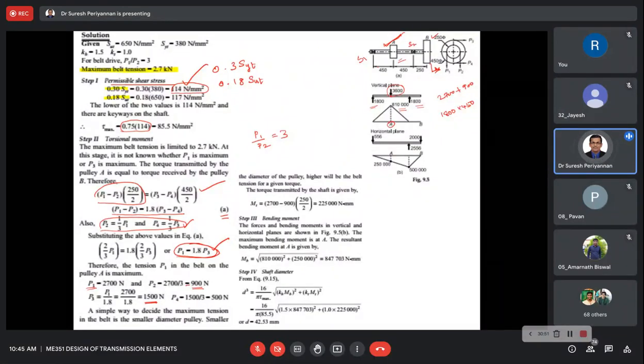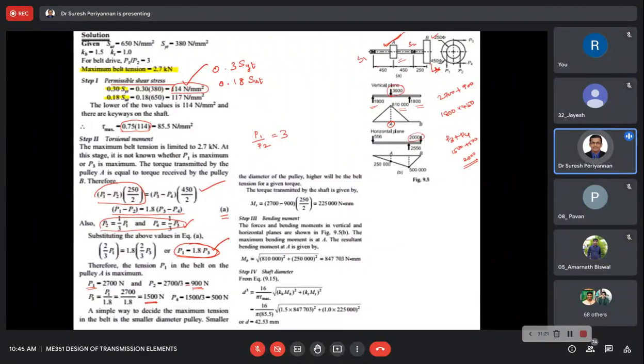Very, very simple. Now come to the horizontal load. What is the horizontal load acting here? The horizontal load we already found: P3 plus P4 is going to be 1500 plus 500, then 2000 Newton. Where is it acting? At the pulley 2. 2000 Newton is acting at the pulley 2.